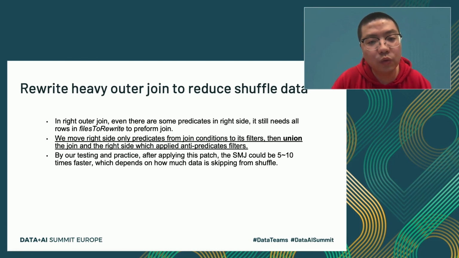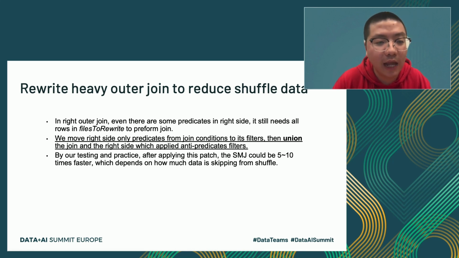And we want to reduce the shuffle data by rewriting the heavy outer join. In the merge into command or our update with join command, there is the outer join. Even if there are some predicates on the right side, it still needs all the rows to fill the file to write, to perform the join. So there are many rows in the join. We move the right-side-only predicates from the join conditions to a filter, and then do the join with the right side. On the right side, we will apply the push-down filters first.